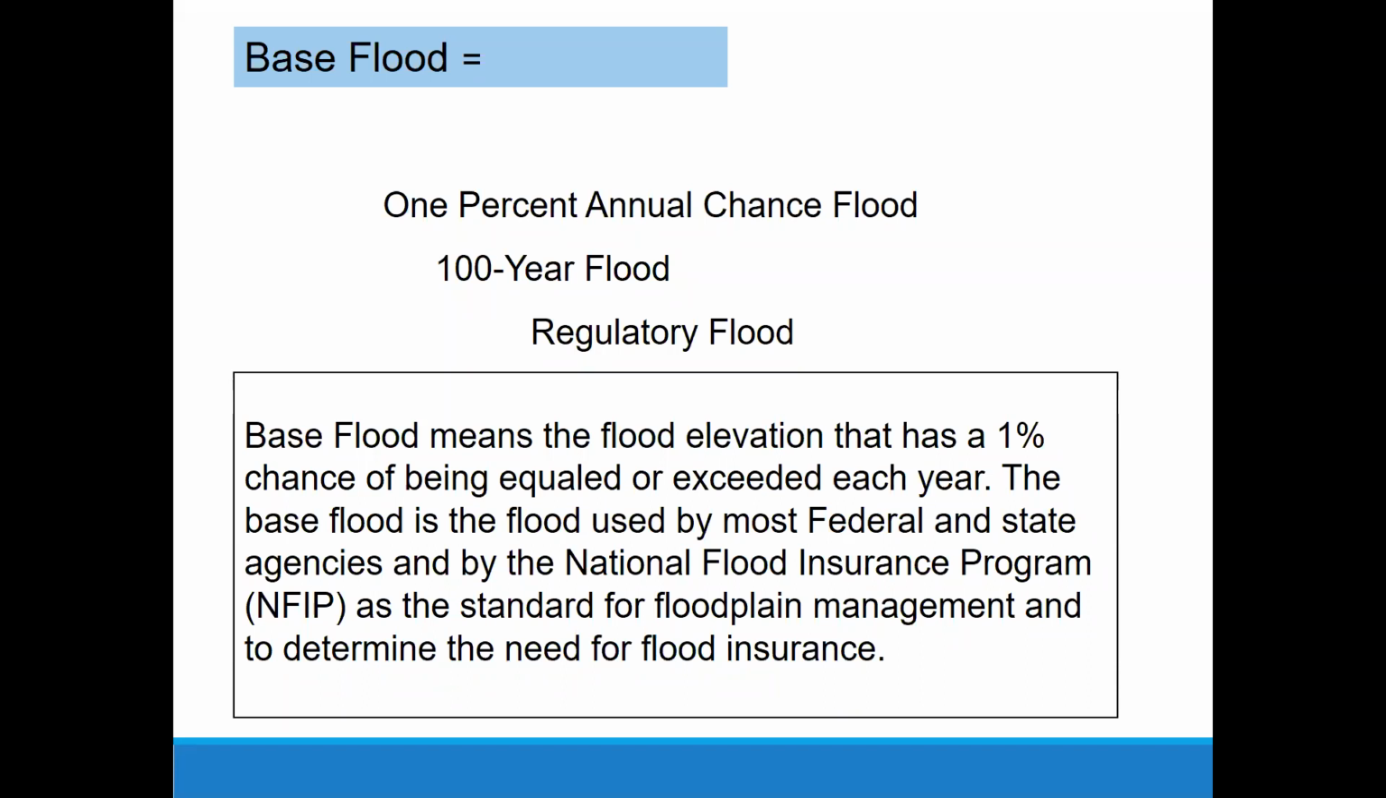So I call it the 1% chance flood. I hope that's what all of you will do. Even though 100-year flood rolls right off the tongue, and you'll even see it in FEMA documents, the 1% chance flood is a way of conveying this as a statistical risk issue.